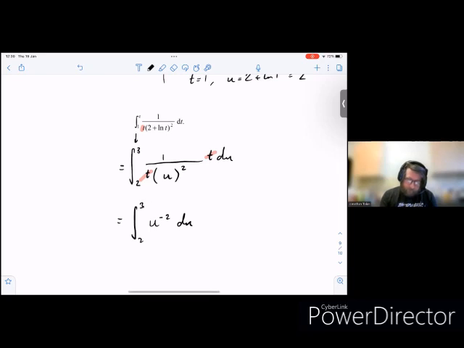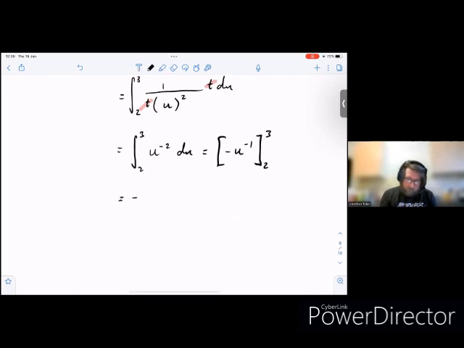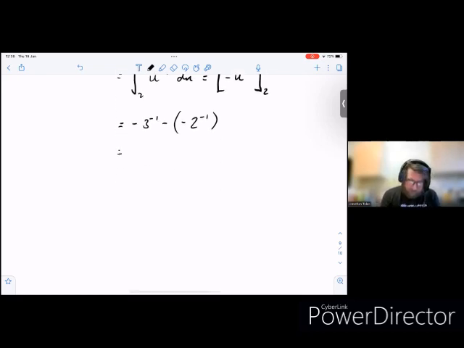Between 2 and 3, which is add 1 to the power, divide by the power, between 2 and 3. So that becomes minus 3 to the minus 1, minus 2 to the minus 1. We've got to be slightly careful with all these minuses. 3 to the minus 1 is a third, so this is minus a third plus a half. And a half minus a third is 3/6 minus 2/6. So that's 1/6.